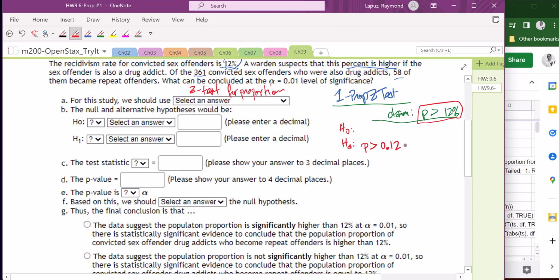0.12. Now your null hypothesis will contain a condition of equality, so it depends on what your choices are. This could be a less than or equal to sign, as the opposite of the greater than sign, or it could just be a regular equal sign, which will also convey the same message. And since this is the claim, then we can assign the null hypothesis to be a regular equality.